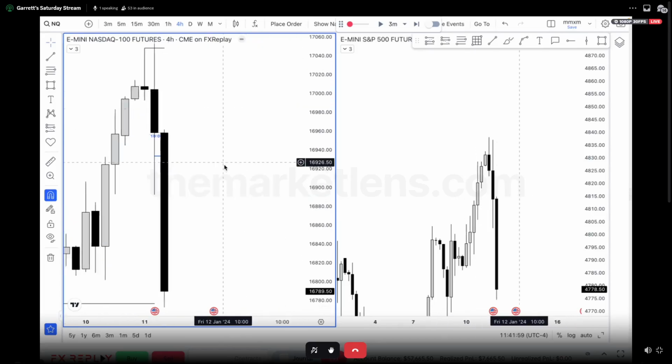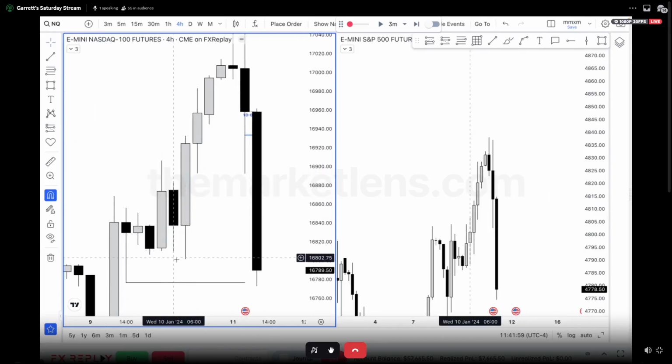So you see this is a reversal candle. This 10 a.m. candle. But what do you notice about this candle? Right, it has a small wick. Right, so we can actually trade that.